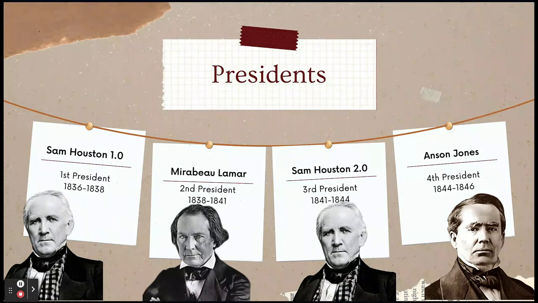And then we've got the fourth and final president of the Republic of Texas, Anson Jones. And he serves from 1844 until 1846. And at the end of his presidential term is when Texas becomes a state annexed into the United States.